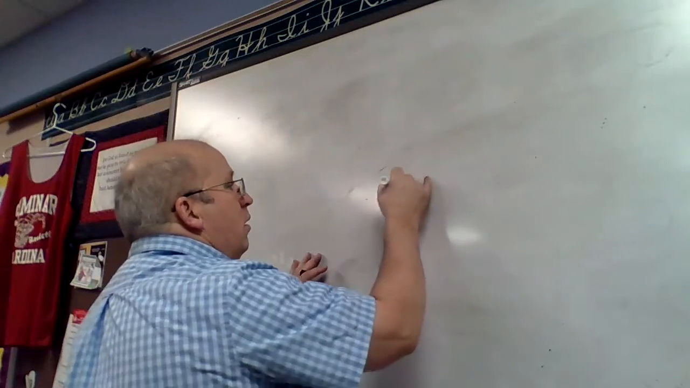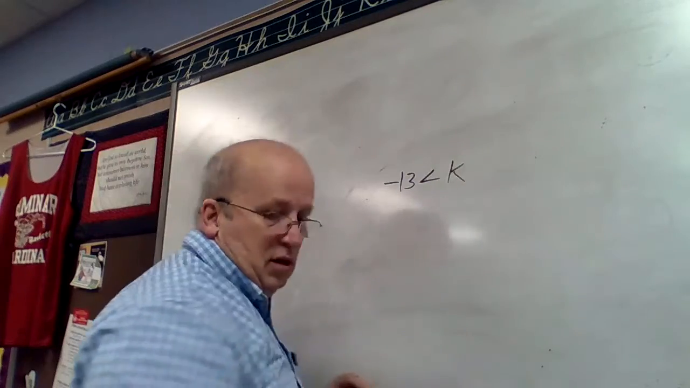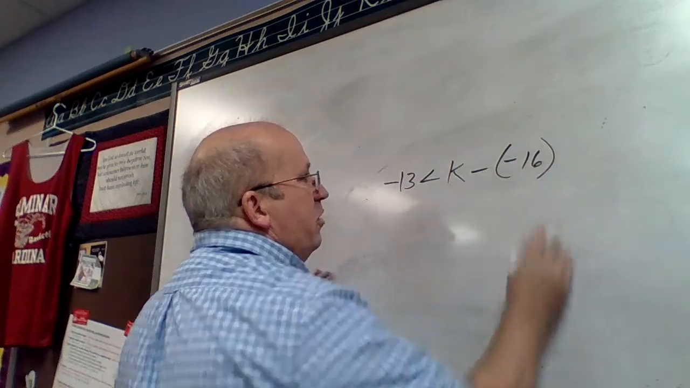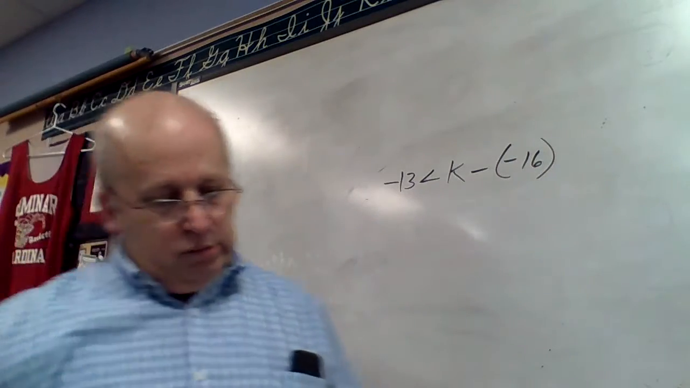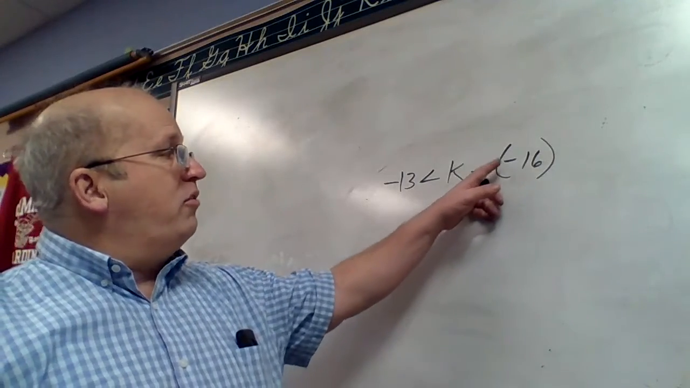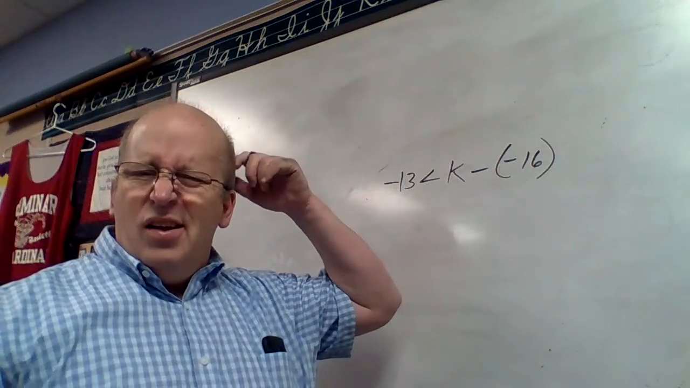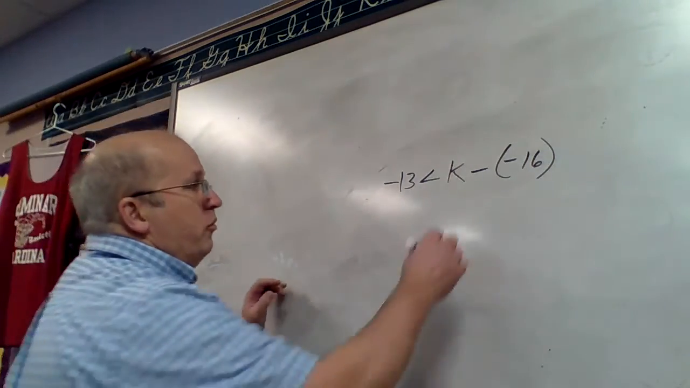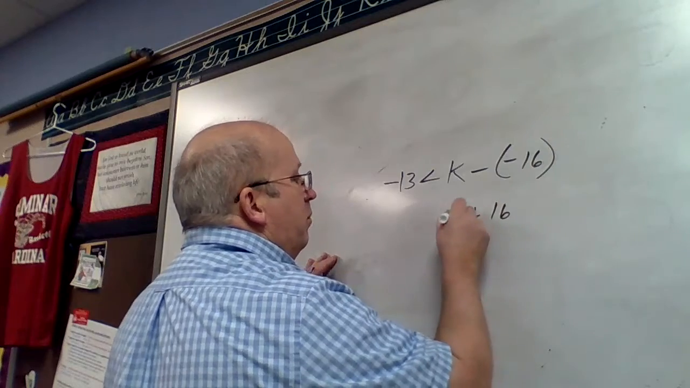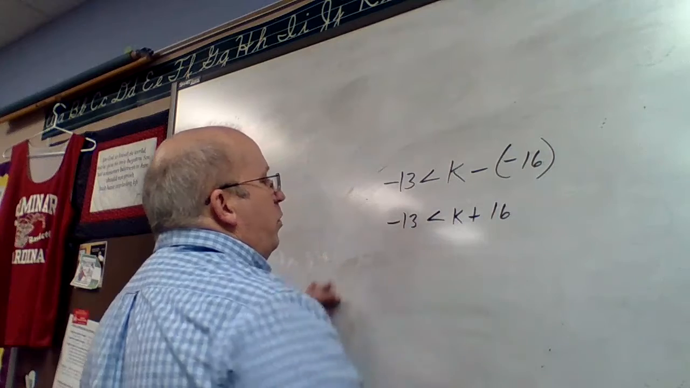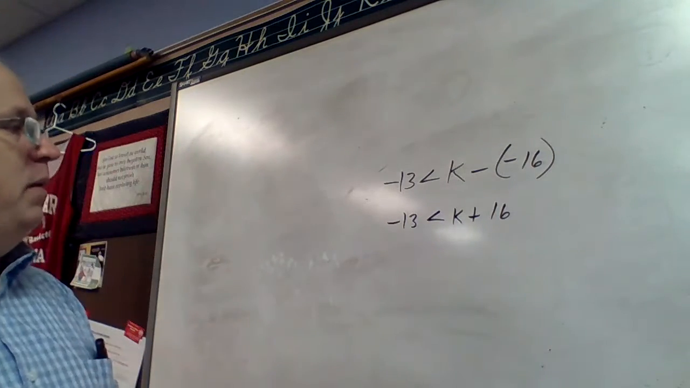What if I put something like negative 13 is less than k, and then in regards to k, we're going to subtract a negative 16. Well, the first thing I notice is subtracting a negative. Do you remember how to handle that? Well, what's the rule about subtraction? To subtract, you add the opposite of the second number. So this problem is really k plus 16. And so we really have negative 13 is less than k plus 16.